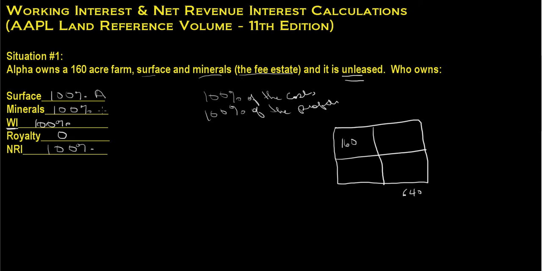The minerals are going to be 100% Alpha. The working interest is going to be 100% Alpha. The royalty is going to be 0, so no one owns that. And the net revenue interest is going to be 100% Alpha. So let's now look at situation number 2.